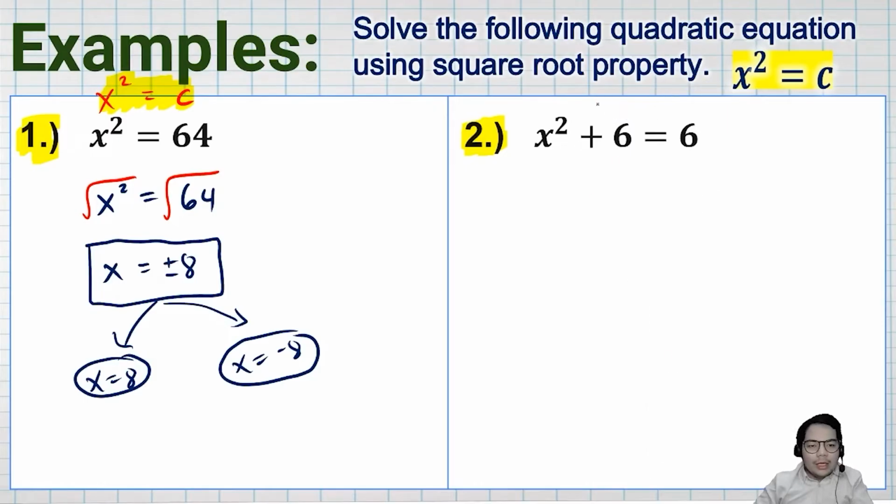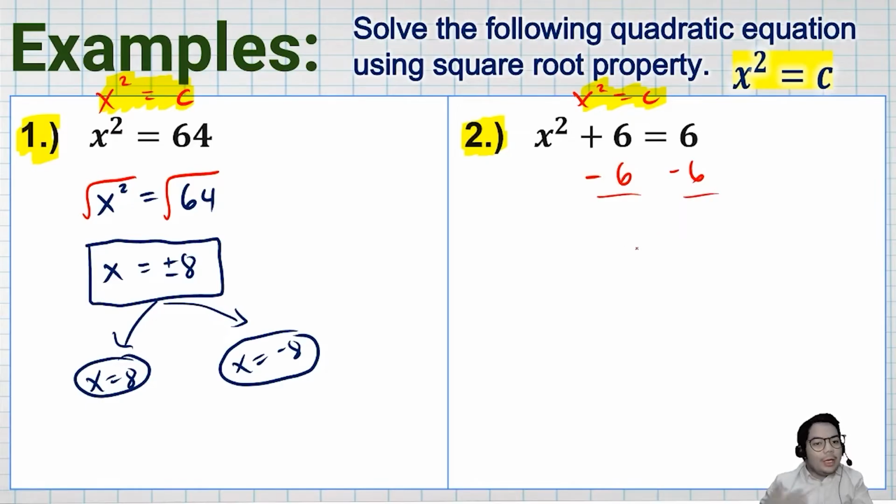Nandun na kaya siya sa x squared is equal to c na form? Naku, parang hindi. Kasi parang may extra ka dito na 6, 'di ba? So, anong gagawin natin? So, we have to get rid of this 6 by the use of subtraction property of equality. So, gagawin ko para matanggal yung 6 na yan, edi magmaminus ako ng 6 for both sides.